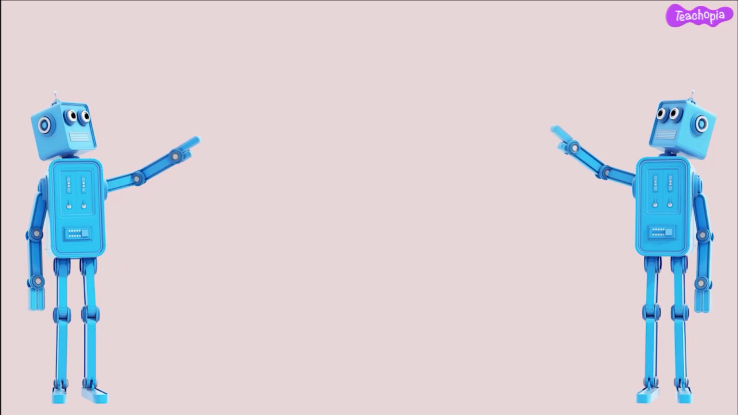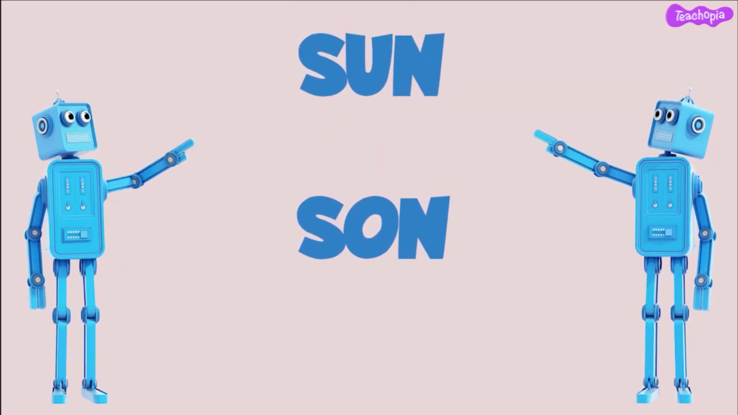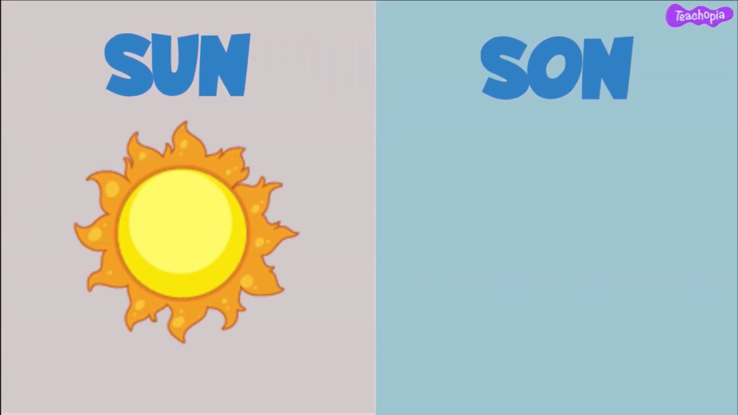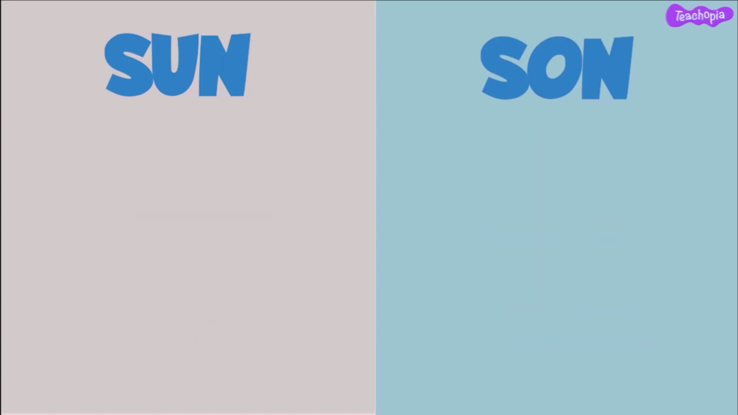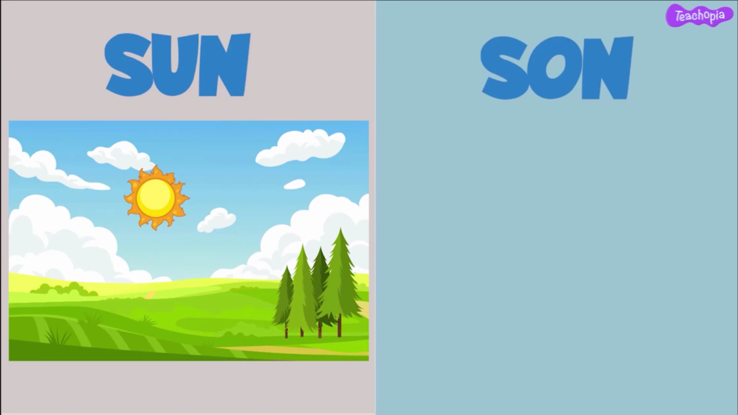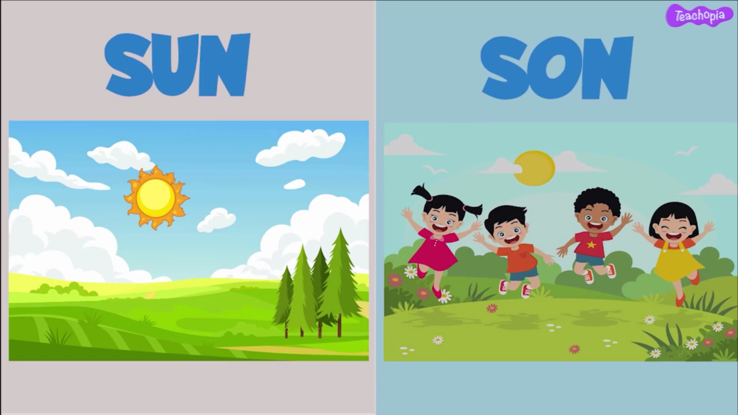Now, let's look at the words sun and sun. The sun is the bright shining star in our sky, giving us light and warmth. On the other hand, a son is a male child. These words sound the same, but they have different meanings. Can you think of a sentence using both words? The sun shines brightly in the sky during the day. My teacher's son loves playing with his friends all day.